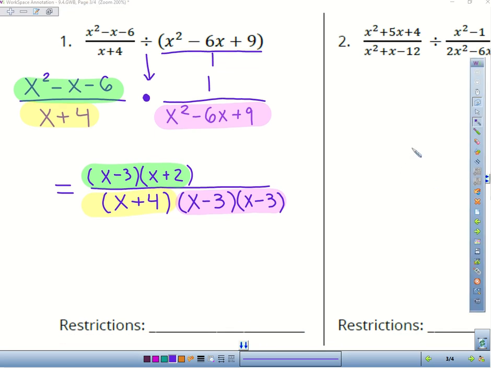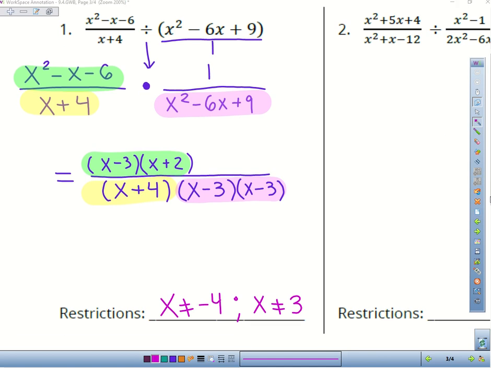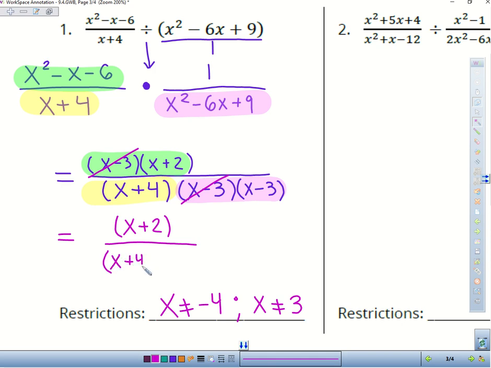Now from here, I'm going to find my restrictions. So what are my restrictions here? -4 and +3. Good job. -4 and +3. And what gets canceled out now? x - 3. Good. So my final answer is x + 2 all over x + 4 times x - 3.